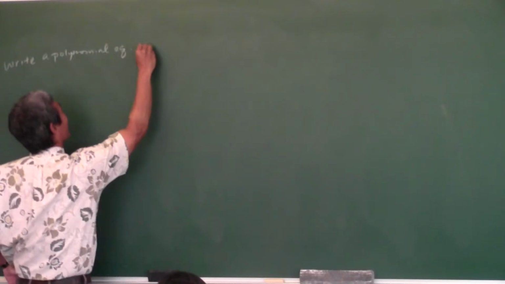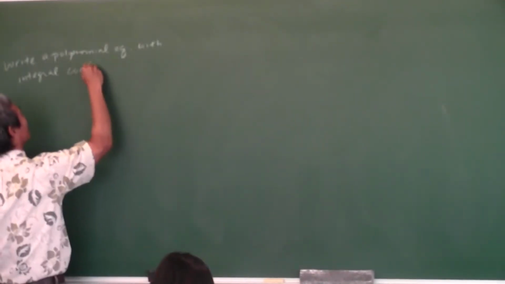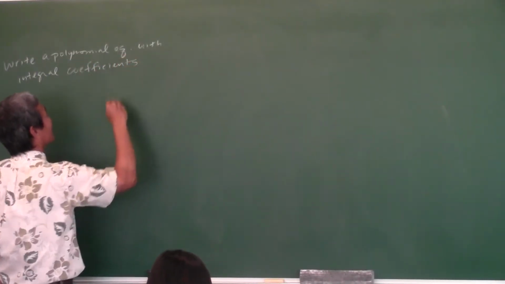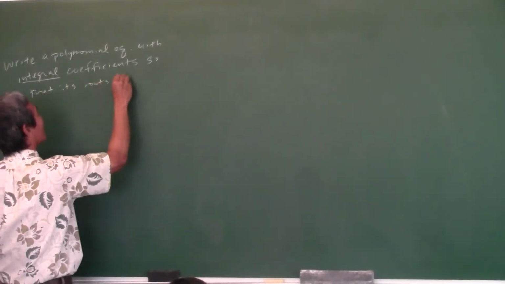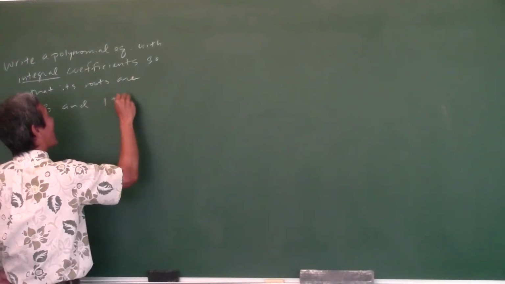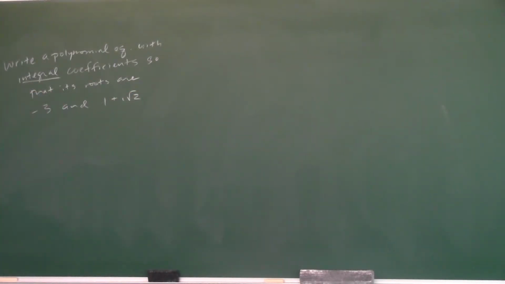Let me ask you this. Write me a polynomial equation with integral coefficients. What does that mean? Integral. You gotta know that word. What does integral coefficients mean? Integer coefficients. That means no fractions, no radicals. So that its roots are, let me think, -3 and 1 plus i root 2. Write me a polynomial equation so that the roots are -3 and 1 plus i root 2.